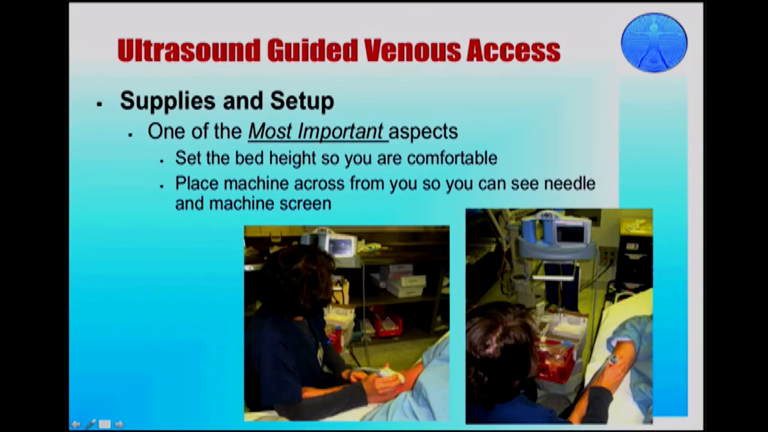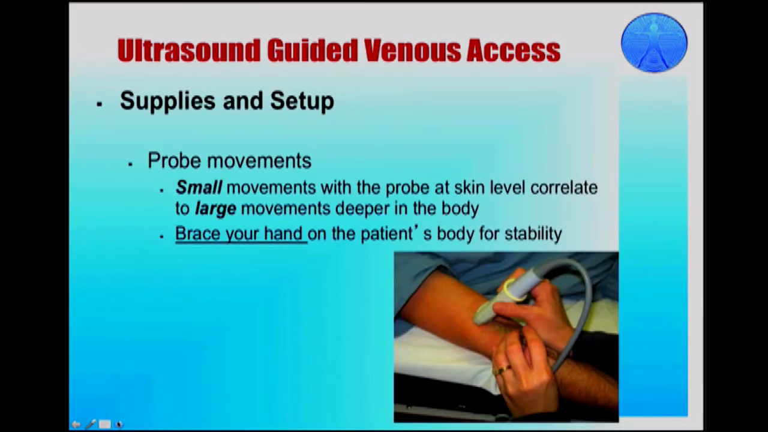This may mean that the machine is across the patient. It may mean it's at the patient's head. It may mean it's on the other side of the bed. However you have to do it, just make sure you look down and up. And then also brace your hand.